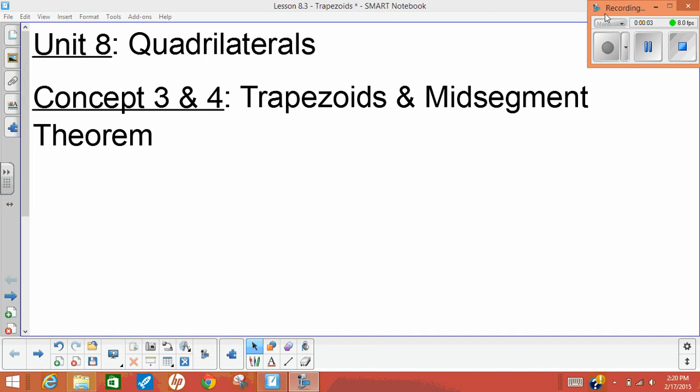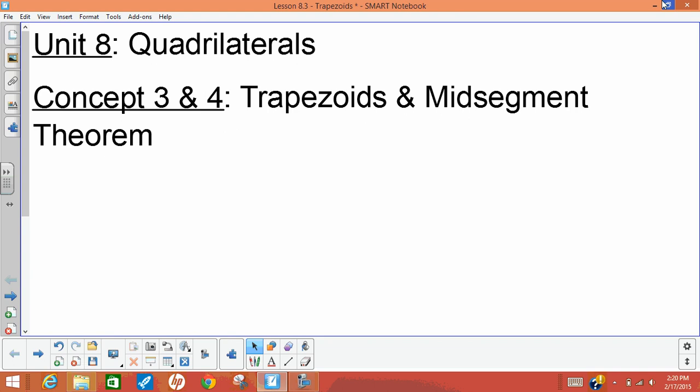Hey all, these are the last two concepts for Unit 8, so a quick kind of Unit 4 concepts, 3 videos. So we're going to cover 2 ideas here, and they both have to do with trapezoids. Trapezoids are different types of quadrilaterals. They're not parallelograms, but they do have 4 sides, so they're still quadrilaterals.